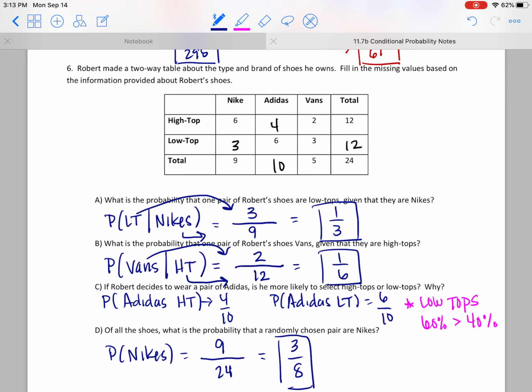So we've got conditional probabilities. Just look for those words that are limiting the total, and you should be good. Just make sure you're establishing the bottom of the fraction first if there is a condition.